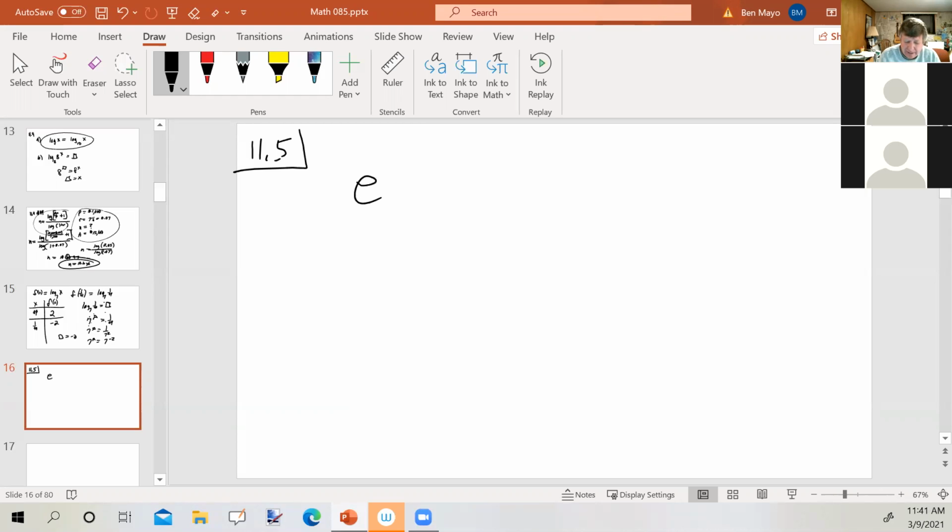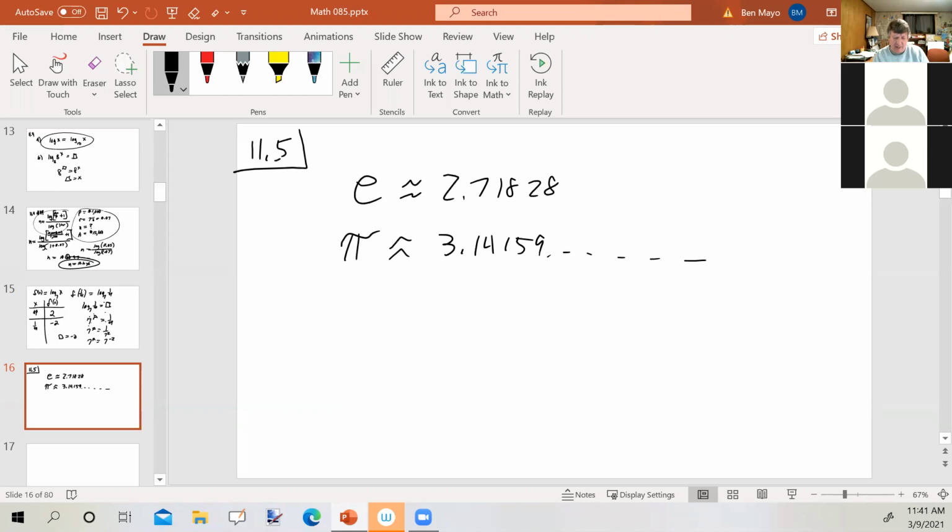Now, e is kind of like pi. Pi is approximately 3.14159, and it just goes on, okay? It's an irrational number. It doesn't repeat, it doesn't stop, it just goes on and on. e is approximately 2.71828, I believe it is, yes.